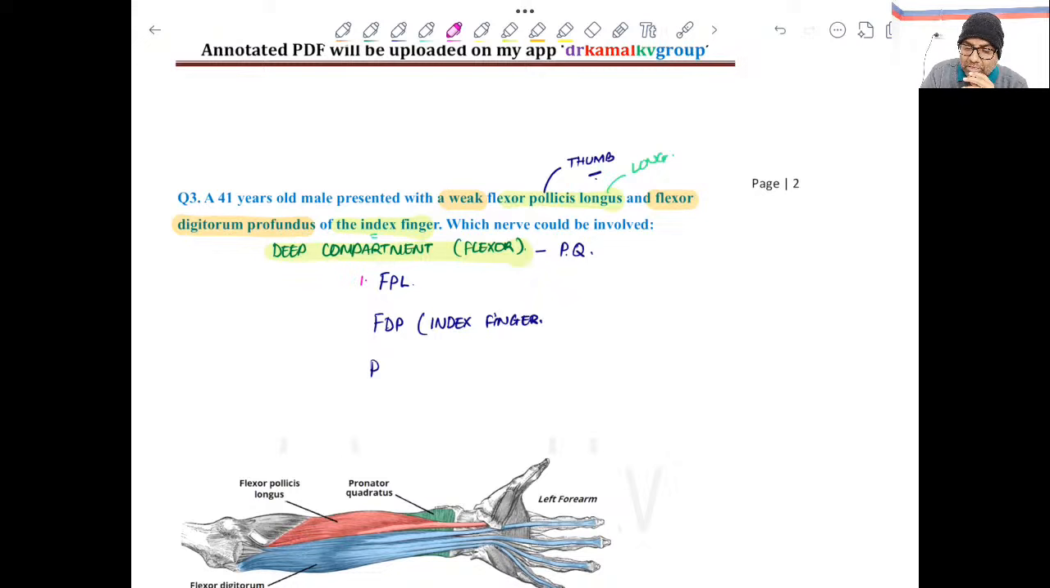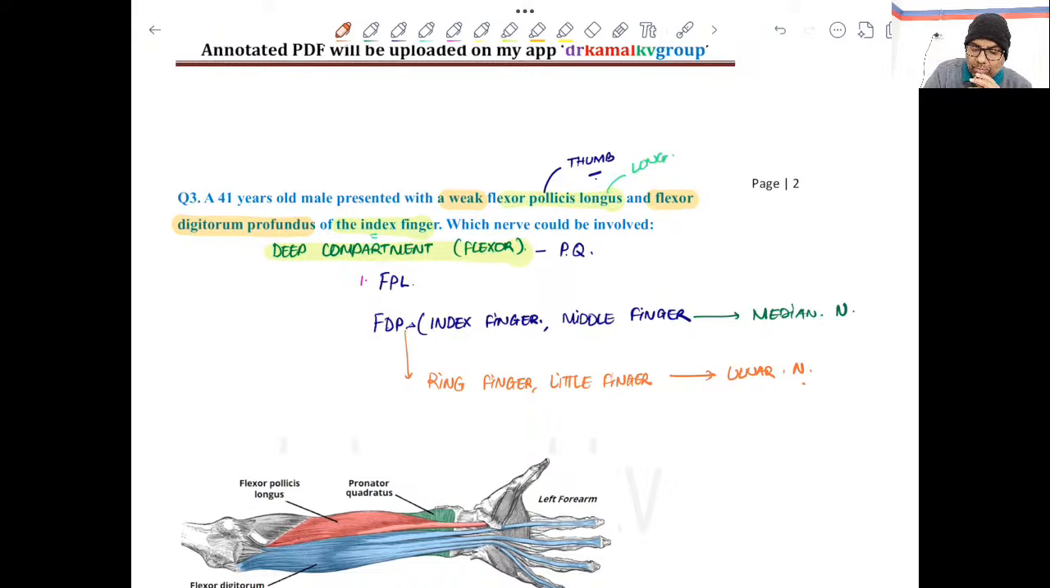Now in flexor digitorum profundus, you should know that it is a hybrid muscle, right? So it is getting supplied by two nerves, and this you can write like middle finger. This half is supplied by median nerve. Clear? And the other portion that you can write as ring finger and little finger, this is supplied by ulnar nerve. Right? So are you getting my point?